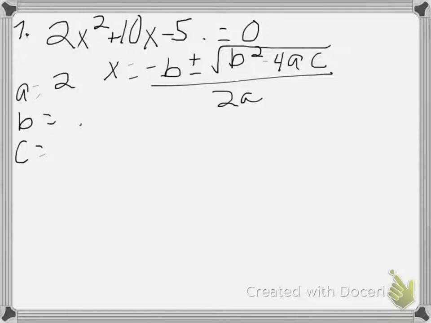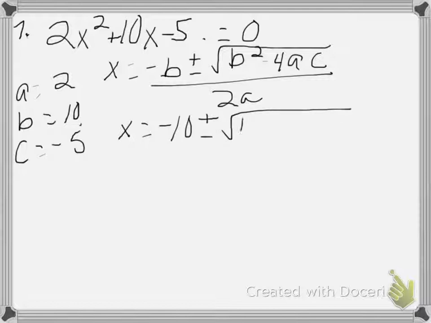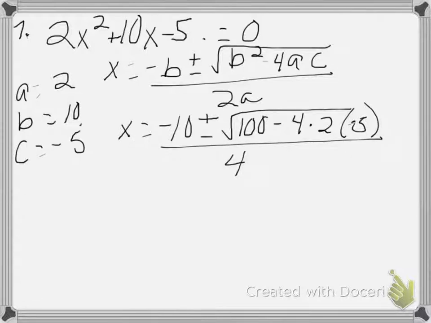So a is 2, b is 10, and c is a negative 5. So that's x is equal to negative 10 plus or minus the square root of b squared, which is 100, minus 4 times 2 times c, which is a negative 5, all over 2 times 2, which is 4. So x is equal to negative 10 plus or minus the square root of 100. We just have to recopy that.